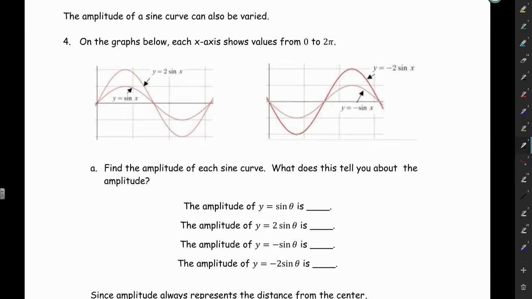The amplitude of a sine curve can also be varied. On the graphs below, each x-axis shows values from 0 to 2 pi. So we're ending here at 2 pi. Find the amplitude of each sine curve. What does this tell you about the amplitude? Right? The amplitude of y equals sine theta. So let's just look at that graph again. Here's y equals the sine of theta, or y equals sine x, same thing. It's going up 1 and down 1. The distance from the center of this graph is going to be 1.